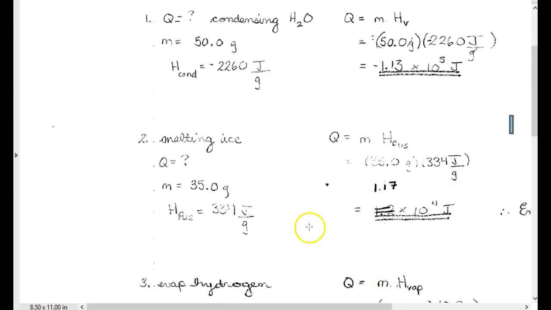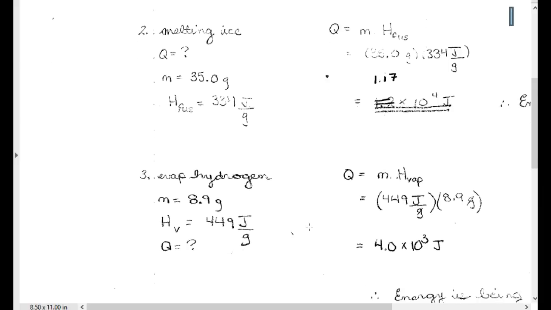Next question. Evaporation of hydrogen. So the key word here was evaporation, which means you're using the HVAP number times your mass, and that should give you 4.0 times 10 exponent 3 joules. Is energy being absorbed or released by the hydrogen? How do you know? Exactly. If it is a positive value, that means that you're adding heat to the system. If it has a negative value, that means it's giving off the heat and the heat is leaving.